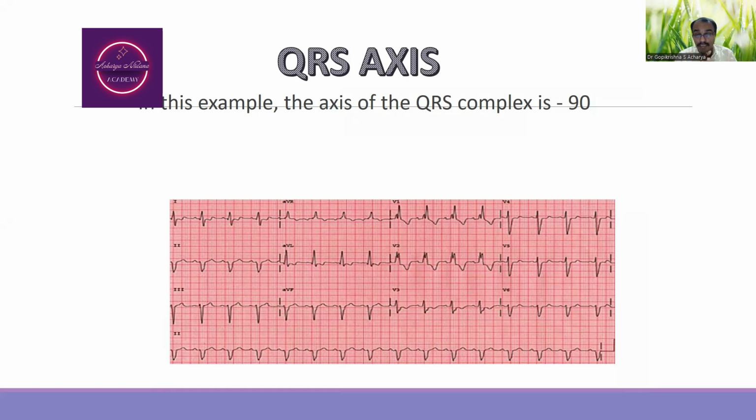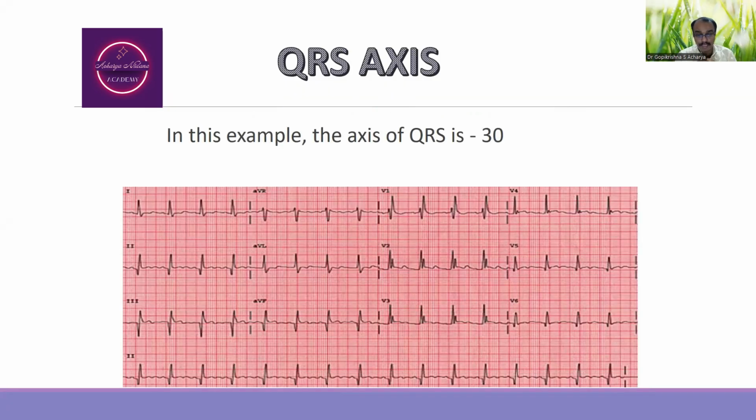And look at the V1 and V2. It appears to be R dash pattern. It's a case of right bundle branch block. And this particular sign is called the R dash pattern, or otherwise rabbit ears pattern. When you are observing this R dash or rabbit ears pattern in lead V1 or V2, it is indicative of a right bundle branch block, RBBB.